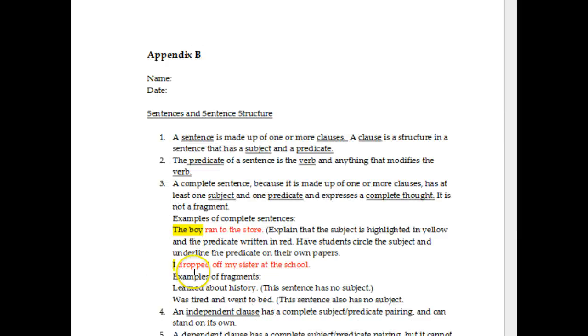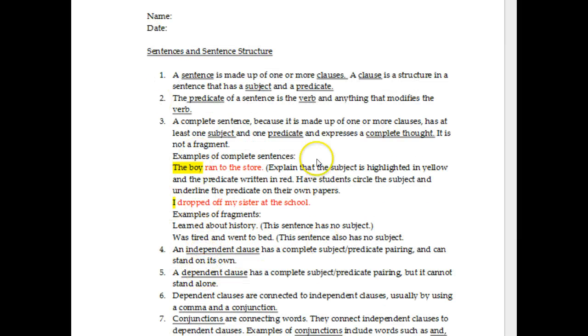Okay, I'm going to scroll down to your notes here. So you're giving them these notes, and they're doing the guided notes. A sentence is made up of one or more clauses. A clause is a structure in a sentence that has a subject and a predicate. Just here alone, a sentence is made up of a clause, and a clause has a subject and a predicate. I want you to think scaffolding here, okay?